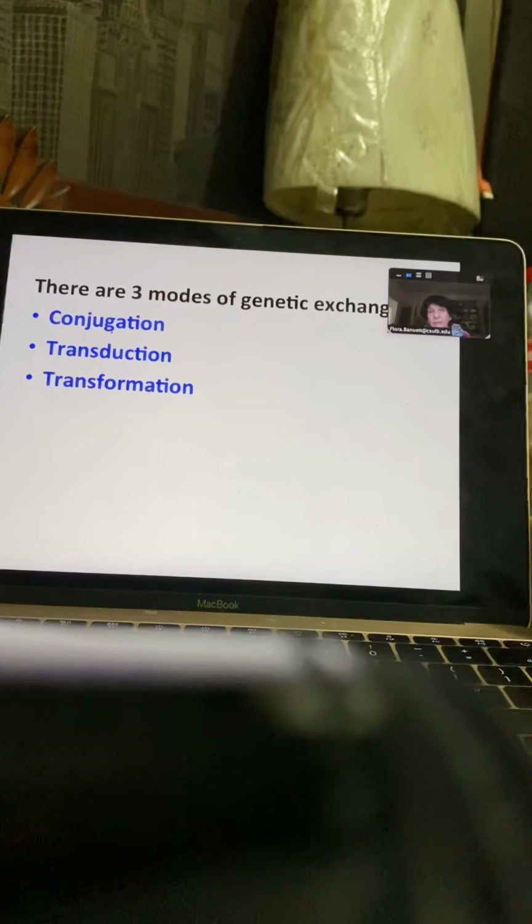In transformation, I'm talking about how it occurs in nature, not in the lab. When I ask you about it in the lab, people think about cloning. No, cloning was not invented out there in nature. Cloning is how humans manipulate DNA to do manipulation of the genome.